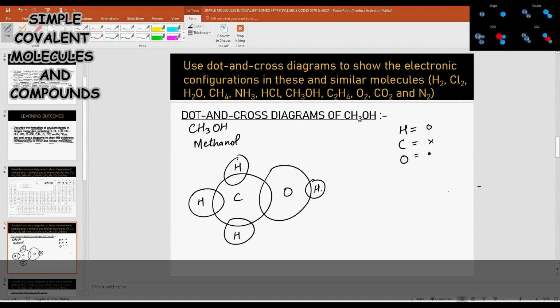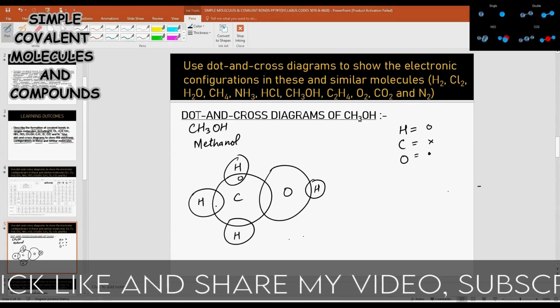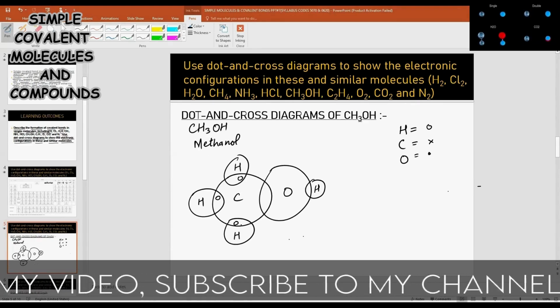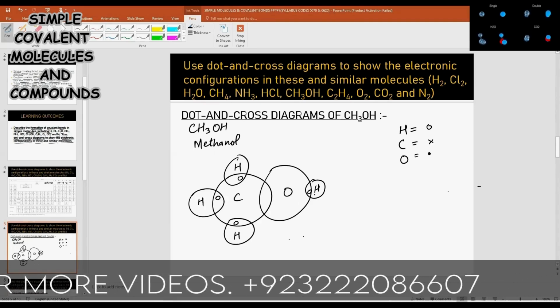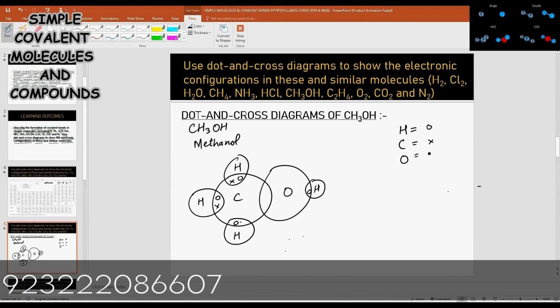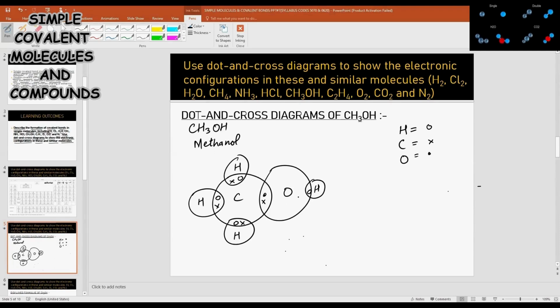Let's show their valence electrons. First, I will start with the hydrogen atoms. One for this hydrogen, one for this hydrogen, one for this hydrogen, and one for the last hydrogen. Let's show the valence electrons for carbon: 1, 2, 3, 4. Now let's show the valence electrons for oxygen atom: 1, 2, 3, 4, 5, 6. So this is the final dot and cross diagram for methanol.